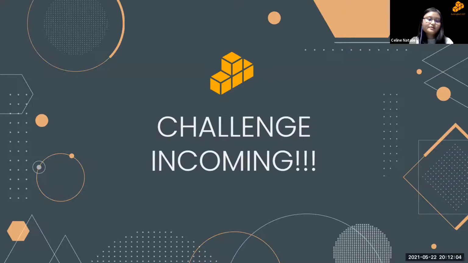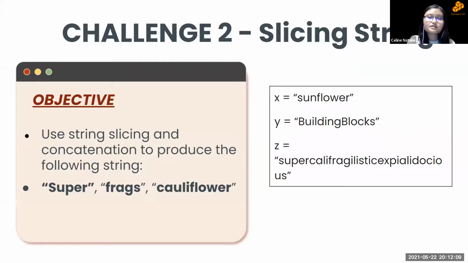So we've prepared another challenge for you to try out string slicing. The objective is we've given you these 3 strings, and we want you to use concatenation as well. Concatenation is where you combine strings with plus to get the strings super, frags, and cauliflower. We'll give you time to do this challenge. If you face any issues, you can always chat with us or unmute.